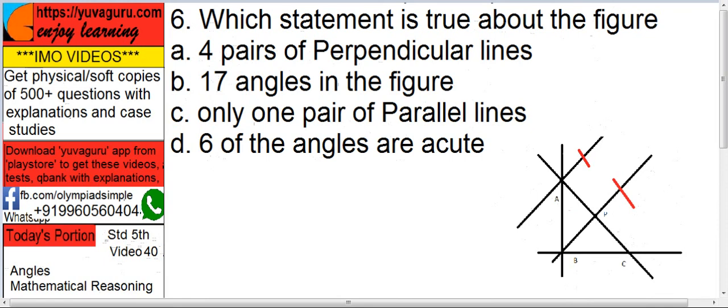Acute means less than 90. So how many are there? 1, 2, 3, 4, 5, 6, 7, 8, 9. 9 angles. You can count it. And so the answer is C only.